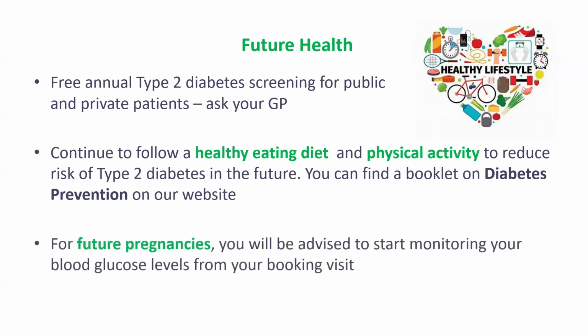And also then, just helpful to know, for any future pregnancies, you will be advised to start monitoring your blood glucose levels from your booking visit onwards. Having gestational diabetes in one pregnancy means that you're very likely, or 3 out of 4 times likely, to have gestational diabetes in your next pregnancy. So we just recommend here in the Rotunda that if you're pregnant again in the future, that you would start checking the blood glucose levels from 12 weeks onwards and linking in with the diabetes team here as well.